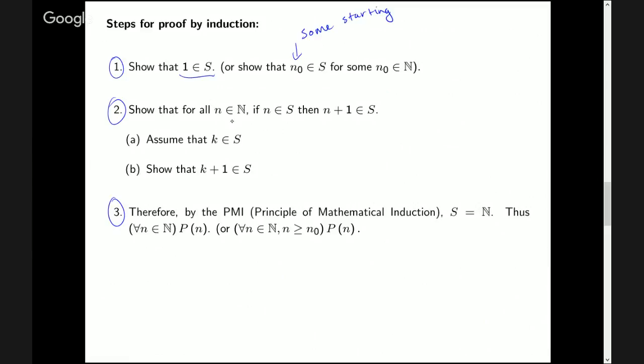Once you have a starting spot, then you're going to assume that K is in S and show K plus 1 is in S. So assume K is in S, show that K plus 1 is in S. That's verifying step 2, and then this is our conclusion. So A and B are the steps to show how to do step 2. This is called the assumption step right here. So you have an assumption step, then a proof step, and then a conclusion step.